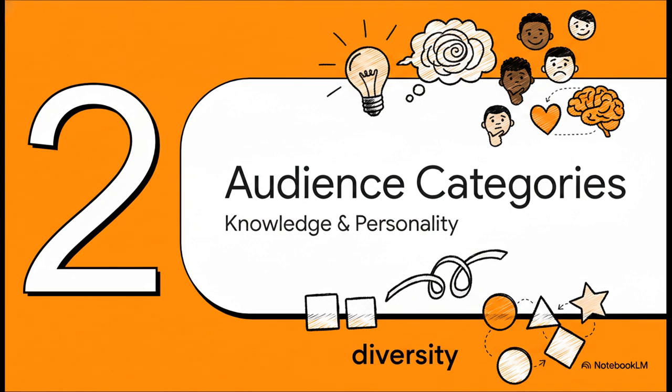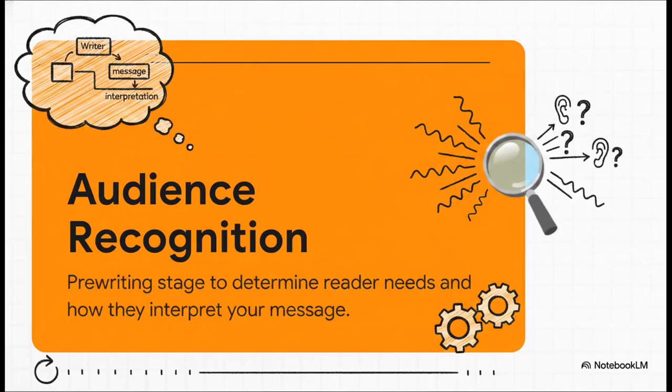This is where we navigate knowledge, personality, and diversity. So, to avoid those massive communication costs, we have to master something called audience recognition. Basically, this is the critical pre-writing stage of determining who your reader actually is, understanding their needs, and deciding exactly how they're going to interpret your message. Notice that word pre-writing. That means before you type a single word of that memo or proposal, you've got to actively evaluate your reader. The writer and the reader are intimately connected, right? The reader responds to the writing. If you don't build an audience profile first, your message simply won't mold to the recipient.